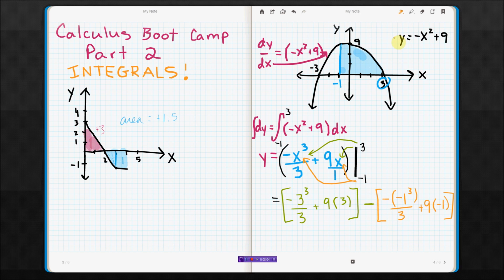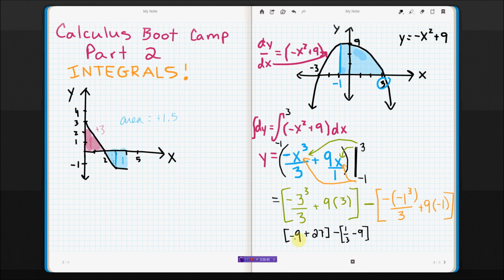And you're going to pop out an answer, and that answer is the area under the curve. Let's see, what is the answer? 3 cubed is 27, divided by 3 would be 9. Is that right? Berate me tomorrow if I'm wrong. Plus 9 times 3 is 27. Minus -1 cubed is -1. Negative that is 1, so I end up with 1/3 plus a -9. So that's -9.